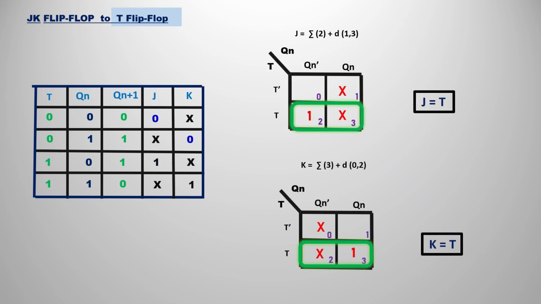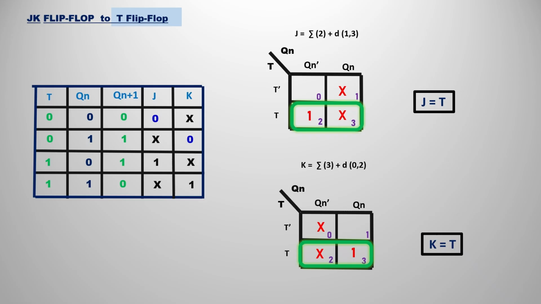Finally, if you observe for J and K, we have two variable K maps, because in this case also we have two variables, that is T and Qn. I have taken T and Qn in the two variable K maps as the two variables. If you observe J, the min term is in position 2 and don't care situations are in 1 and 3. So fill out that, and we have the output expression J is equal to T. For the K expression, it is the same thing. We have min term in 3 and don't care situations in 0 and 2. After filling that, make a group of 2 and 3. So the output expression is K is equal to T.